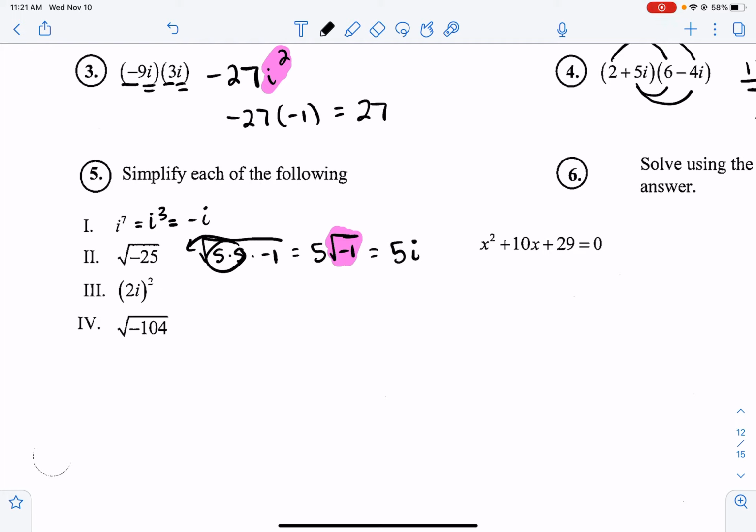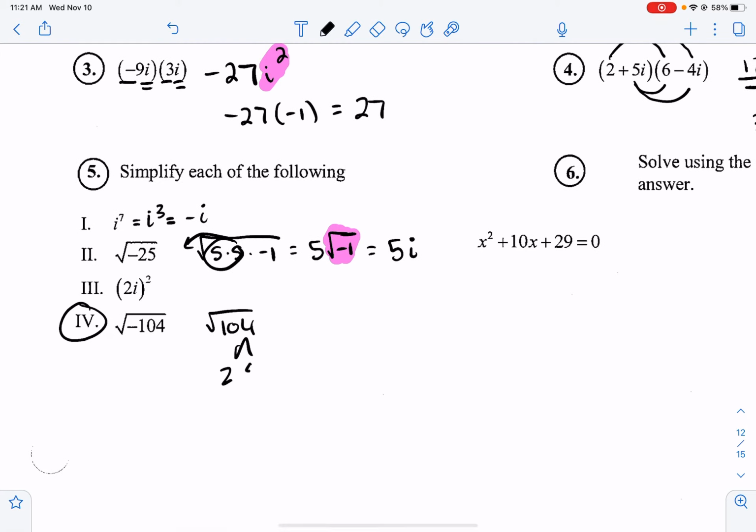Quickly you kind of pick up on a shortcut. I can replace the negative on the inside. I can just get rid of it and put an i on the outside. For example, look at this fourth example right here. Square root of negative 104. For just a minute, let's just deal with the square root of positive 104.